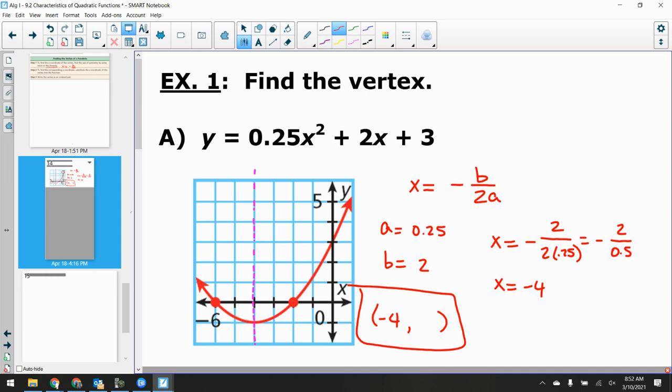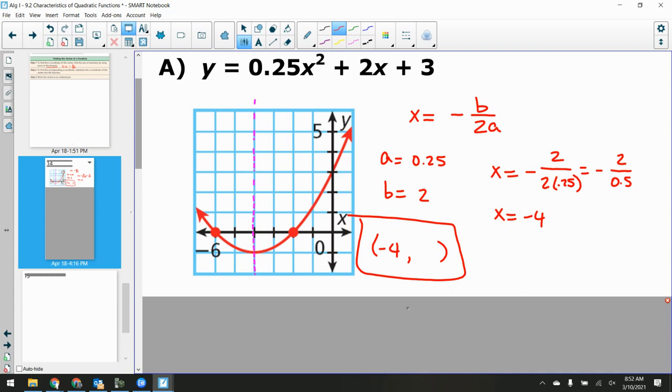Negative 4 comma something. To get that something, all you need to do is plug it back into the original equation. You need to go y is equal to 0.25 times negative 4 squared plus 2 times negative 4 plus 3. Does everybody see what I'm doing there?